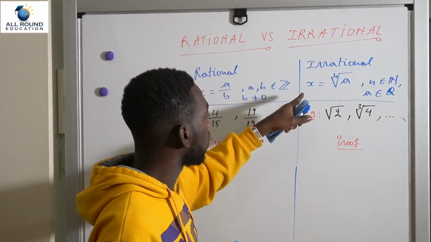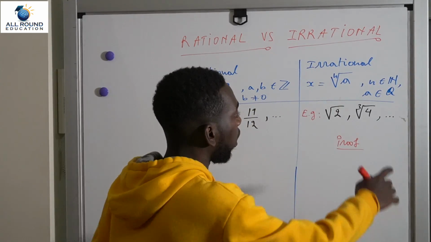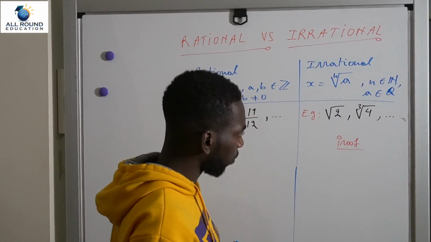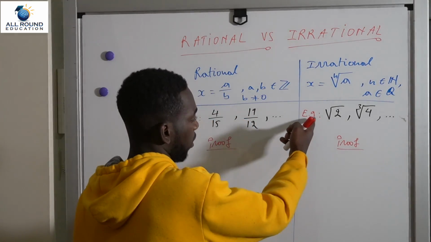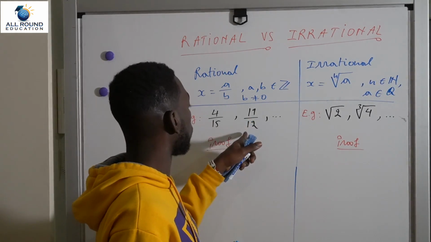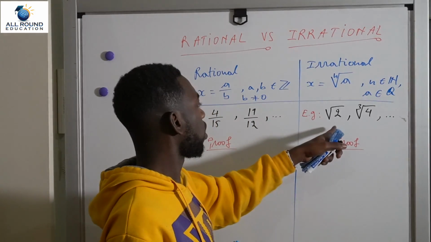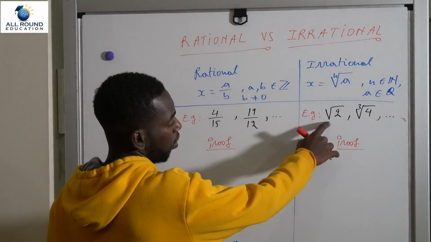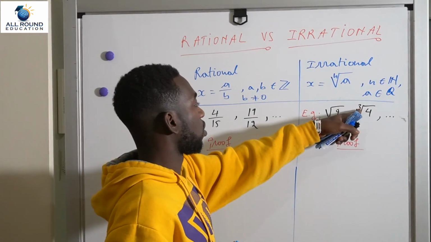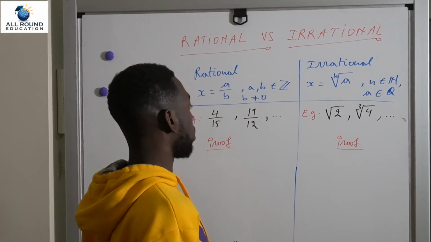The idea of a surd is basically that x could be equal to the nth root of a, where n is an element of N, which is the natural numbers, and a has to be an element of Q, or rational numbers. Looking at examples, here we've got 4 on 15 and 19 on 12, and there are many fractions that we could write. On this side we have the square root of 2, and this is the cubic root of 4, and so on. The cubic root could change to a 4th root or 5th root as n increases or decreases.